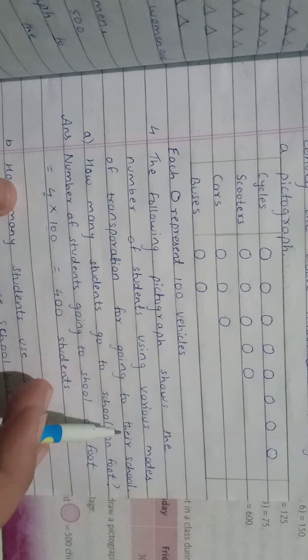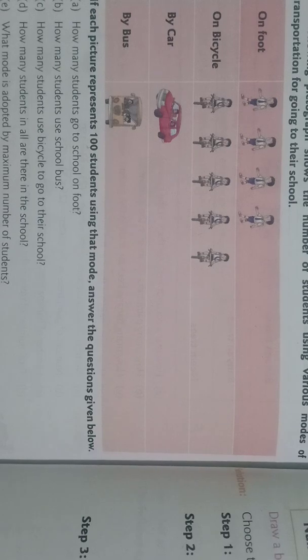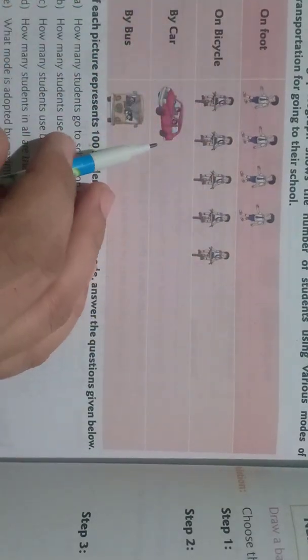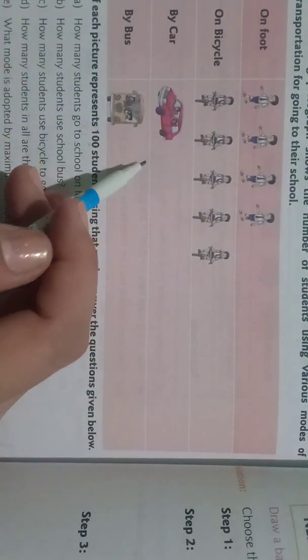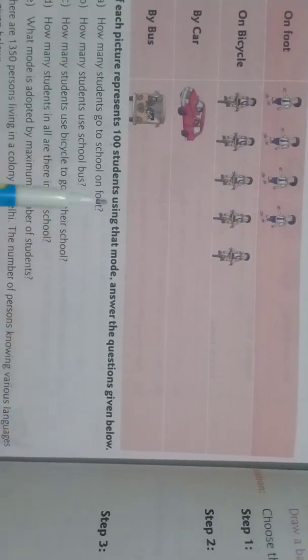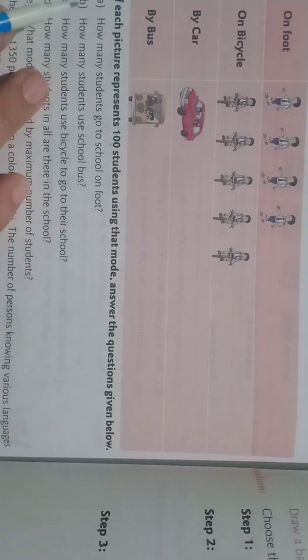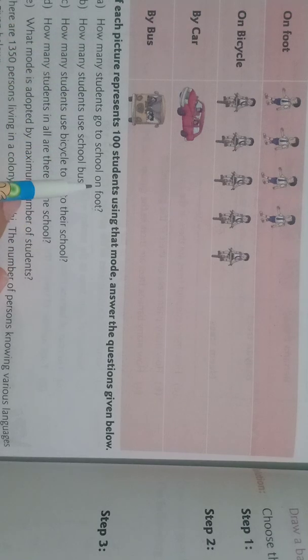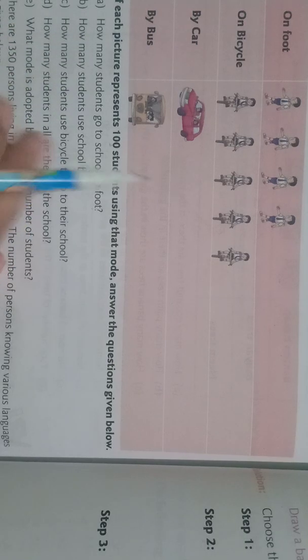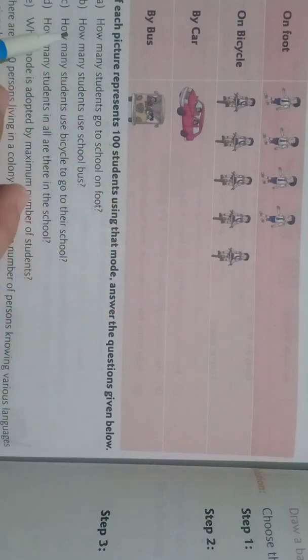Let us see the next question. The following pictograph shows the number of students using various modes of transportation for going to their school. Now, we can see over here the pictograph, and on the basis of the pictograph, we have to answer the following questions. Question number 1. How many students go to school on foot? So, how many students go to school by walking?